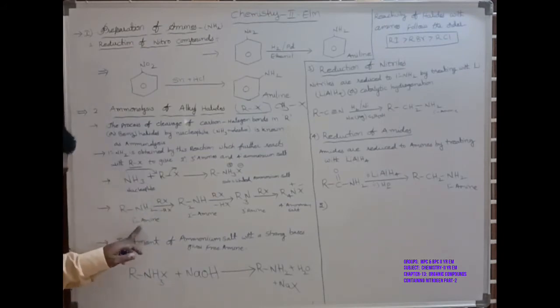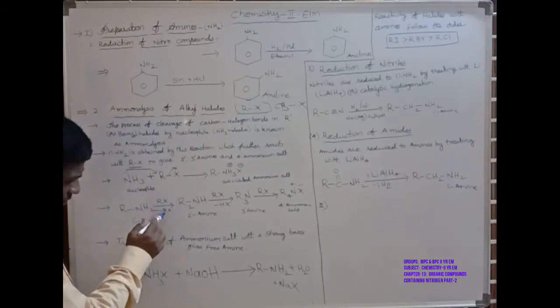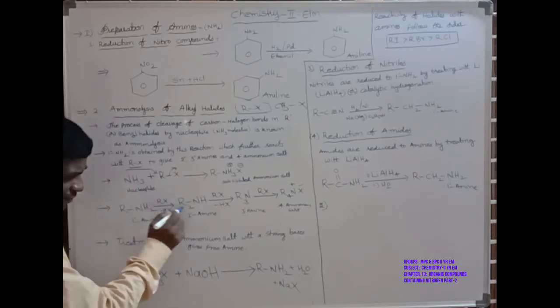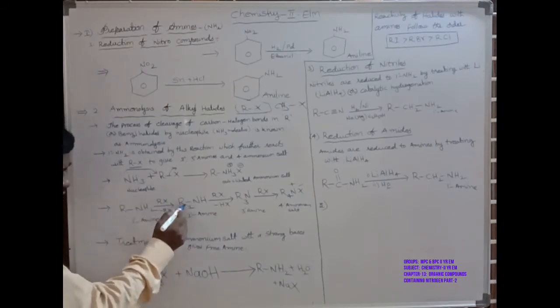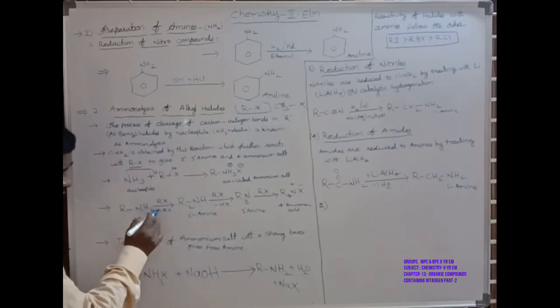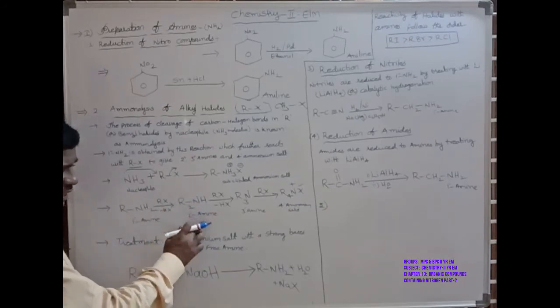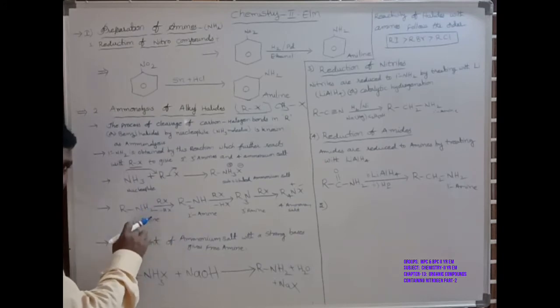Here the primary amine reacts with the alkyl halide. In this reaction, hydrogen halide is removed, forming the secondary amine. One hydrogen atom and a halogen atom are removed, forming R2NH, which is called a secondary amine.